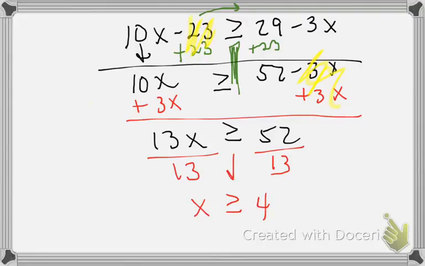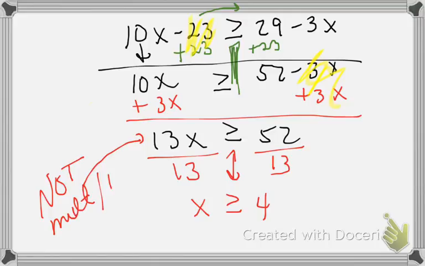Now notice I didn't flip it. And the reason why I didn't flip it is because we are not multiplying or dividing a negative away from the variable. It's all positive, so we're not going to flip it. Now, if this was a negative and we divide it, then we would flip it, but we're not in this situation. Alright? So this would be our solution for this.